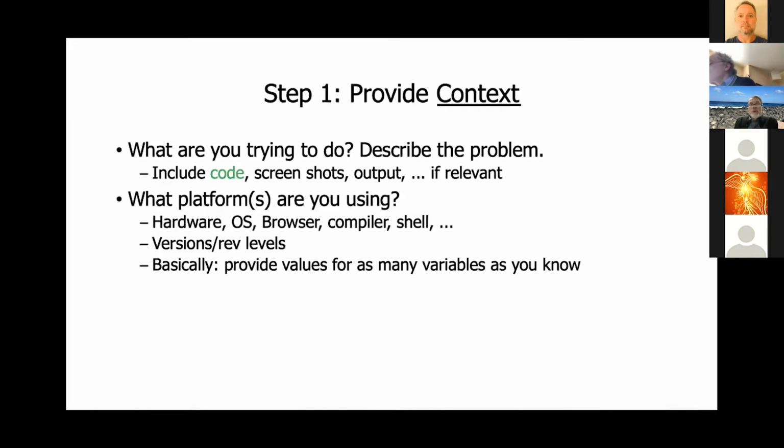What platforms? Are you on a Windows machine, a Macintosh? Are you using an M1 Apple processor, an ARM, a Raspberry Pi? What browser, what compiler, what shell? Just let the question include values for as many variables that are relevant as you know. And if you don't know, just go ahead and include them if you're not sure if they're relevant.